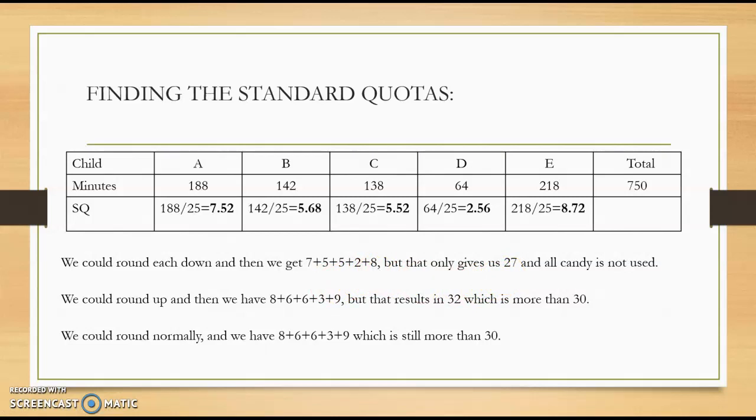If we round it up, then we would have 8, 6, 6, 3, and 9. That results in 32. So we have more than 30 pieces of candy. If we round normally, we would still result in more than 30. So none of those methods will work.